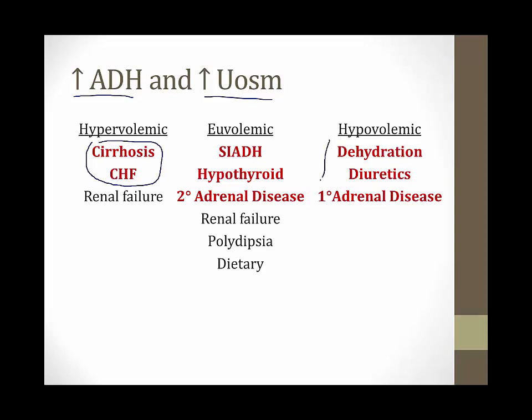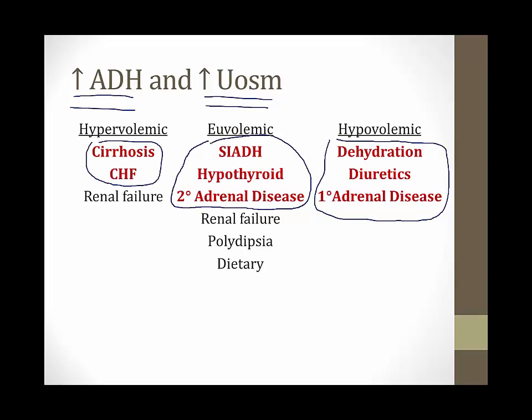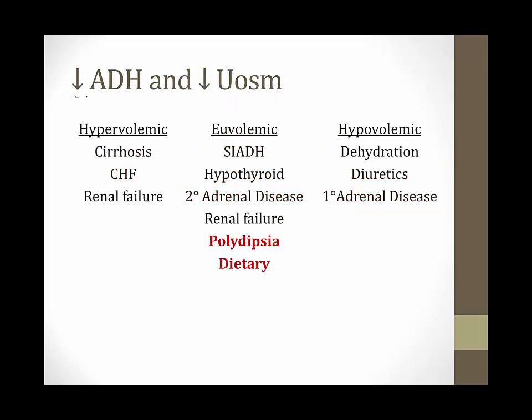In dehydration and diuretic use, and in patients with primary adrenal disease, the intravascular volume is also low. This raises the ADH level and concentrates the urine. And then finally, in these causes of euvolemic hyponatremia, the ADH level is high, so that also will concentrate the urine. There are just two disorders where the ADH level is low and the urinary osmolality is low. That's polydipsia and the dietary causes.